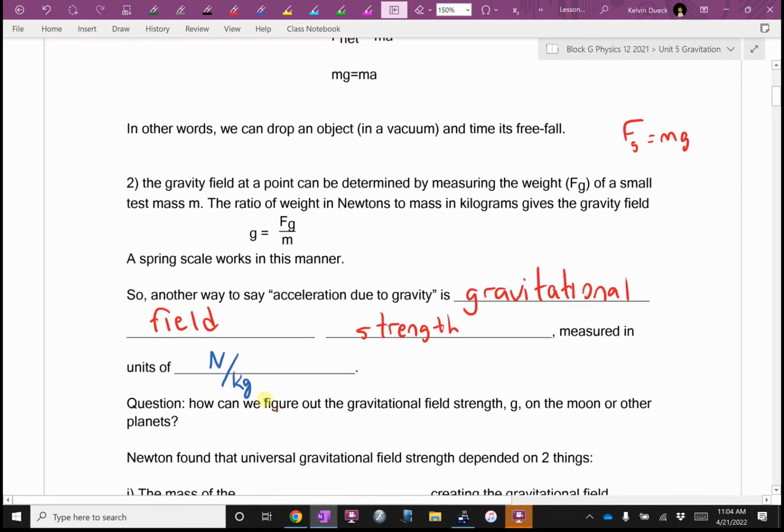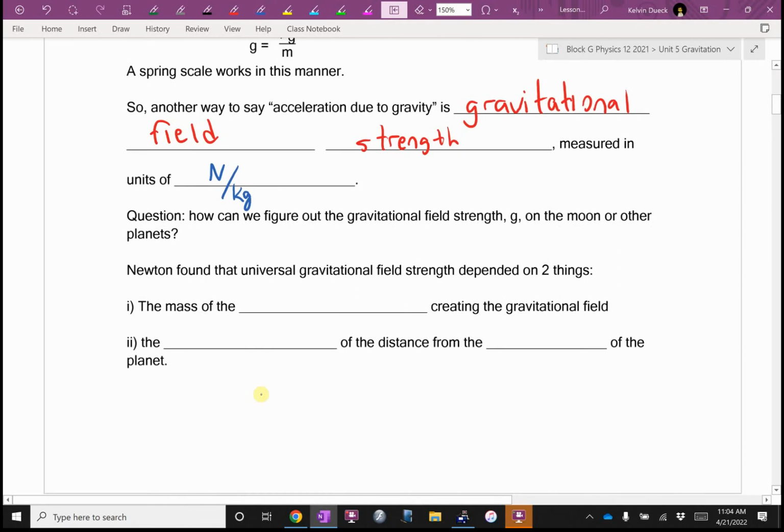And so the question we've asked is, how can we figure out the gravitational field strength, little g, on the moon or Mars or other planets, or, you know what, universally, anywhere? So here's what Isaac Newton found in his experiments. He found that universal gravitational field strength depended on two things. It depended on the mass of the object that was creating the gravitational field, the mass of the planet, the mass of the star, the mass of the moon, the mass of the asteroid.